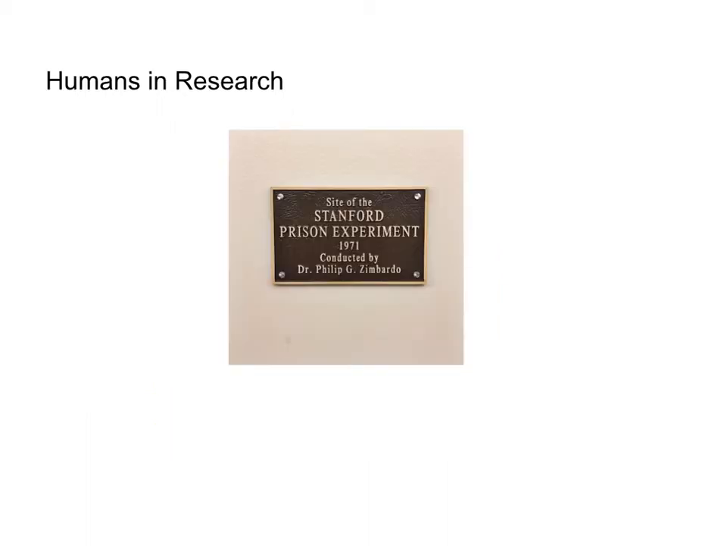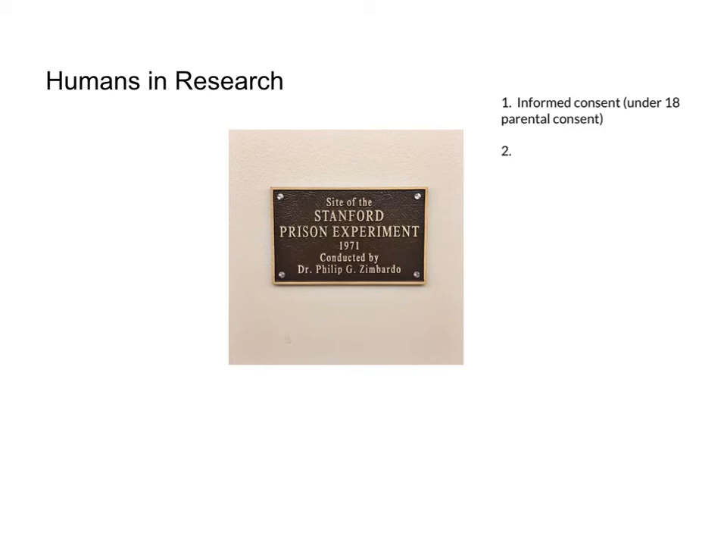So humans in research create a much more complex situation when we talk about ethics. There's a few more guidelines compared to animals that we need to follow. And the first of those is you have to get informed consent. So they have to know that they are participating in this study. And if they are under 18, you have to get parental consent as well. So you can't just study somebody without knowing that they're being studied.